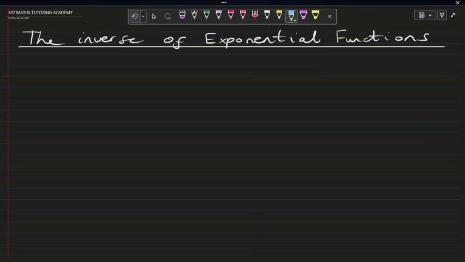Okay, so in today's session, I wanted to discuss the inverse of exponential functions. Let's say we have the exponential function of this form, where b is greater than 1 and where b is not equal to 1. These are the restrictions that we are setting for the variable b.